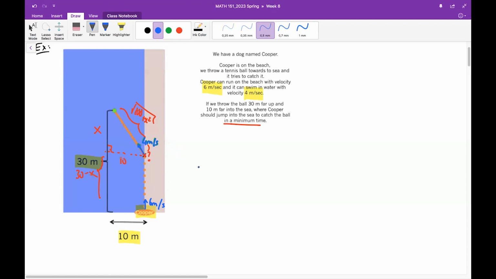And what we want to maximize or minimize here is the time. We want to minimize the time that is needed. In fact, we want to find this point where the dog Cooper should jump into the sea to minimize the time needed to catch the ball. So we want to write a function of it in terms of our unknown variable x. This time is given by the time spent on the beach plus the time spent in the sea.